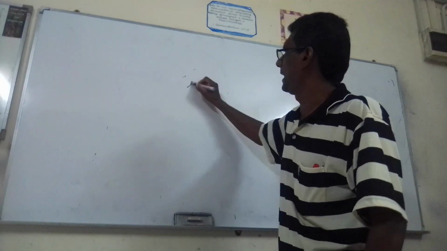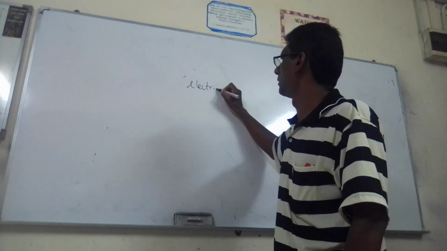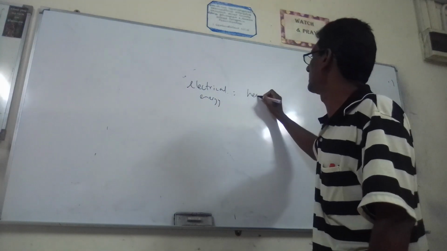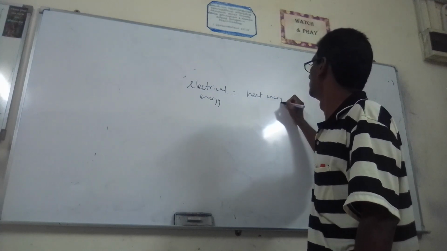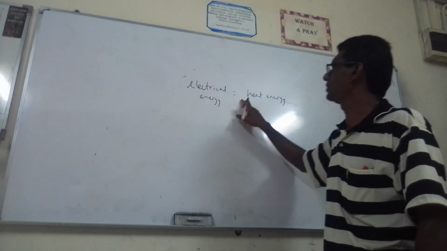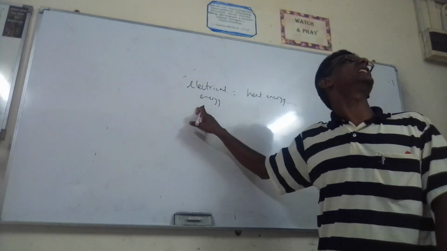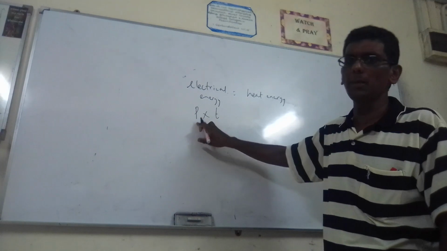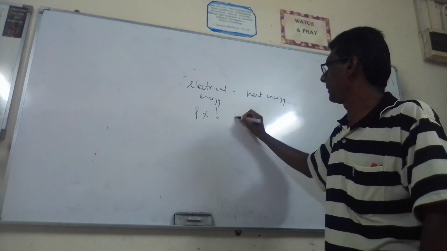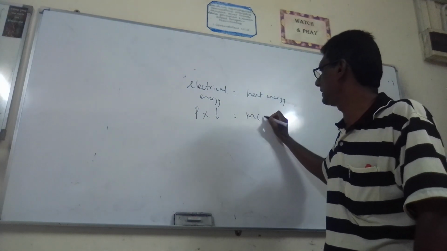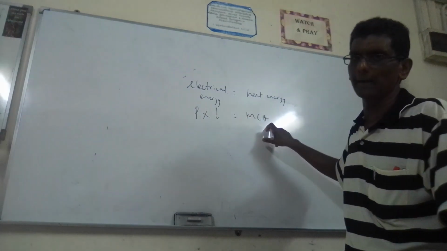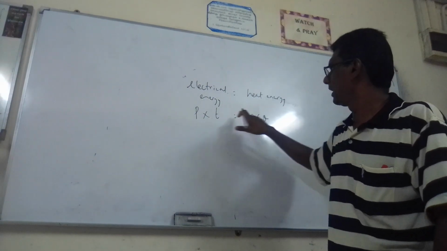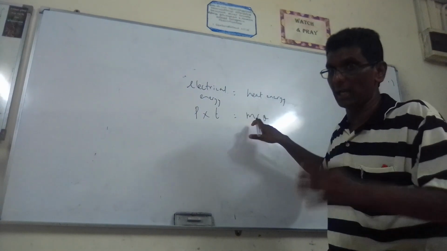Electrical energy equals heat energy. The electrical energy formula is P times T, power multiplied by time, and the heat energy formula is mc theta. Power multiplied by time for electrical energy, and the heat energy formula as usual mc theta.